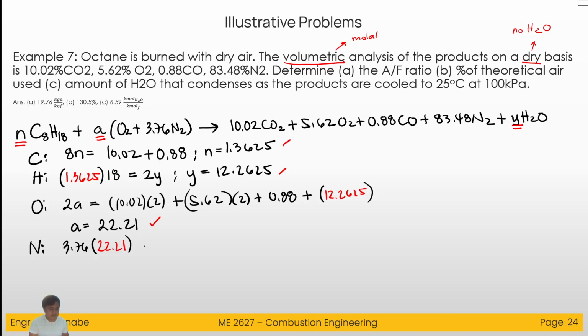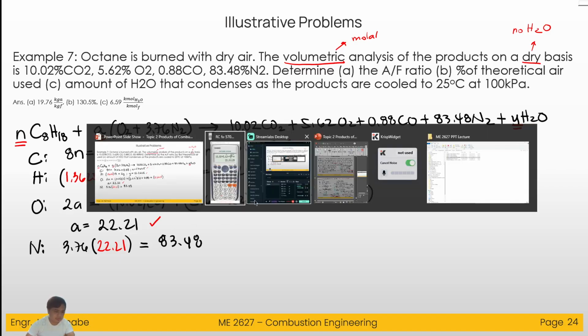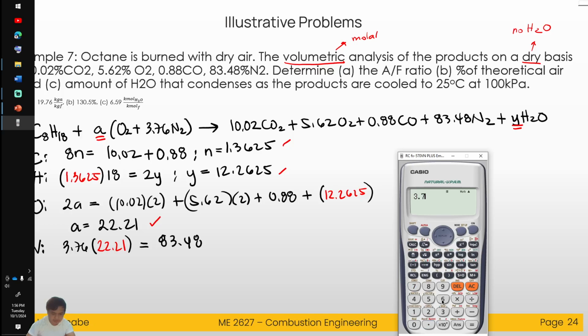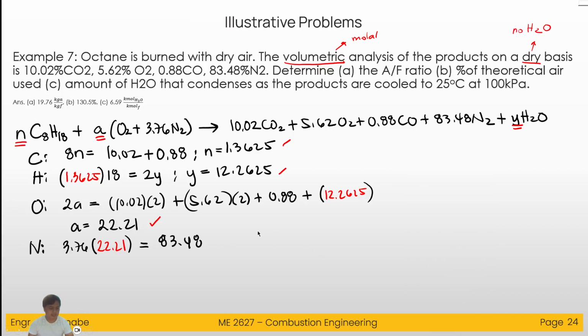And then let's see if this is equal to 83.48. As you can see, this should be equal to that. So 3.76 times 22.21 should be equal to 83.48. It is just off by a bit, but relatively this is the same. Okay, I hope this makes sense.